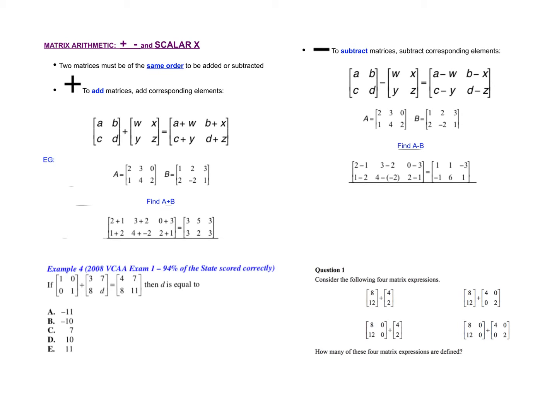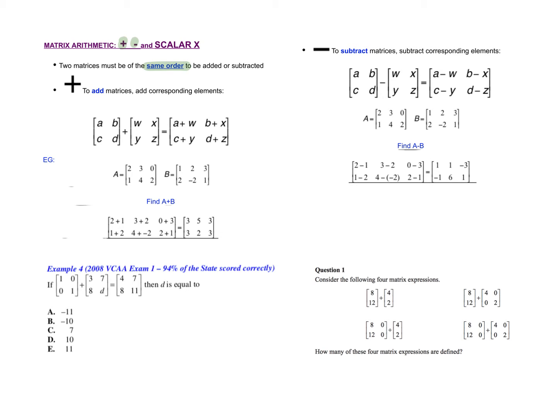Okay, so today we're looking at matrix operations in terms of addition, subtraction and also scalar multiplication. When we add or subtract matrices, they have to be of the same order.